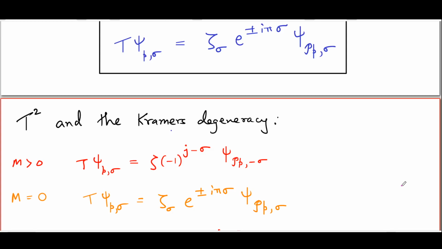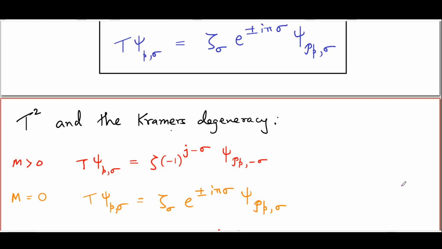For massive particles, the action of time reversal is slightly different. And this is something we described in the last section. T acting on psi p sigma turned out to be an overall factor zeta times minus 1 to the j minus sigma times psi curly p comma minus sigma.